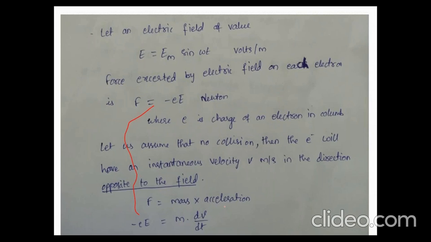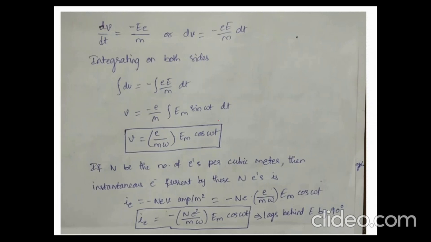Mass is m, the mass of the electron. Acceleration is nothing but the rate of change of velocity, dv by dt. If minus eE goes to the other side, it becomes minus eE by m, or simply dv equals minus eE by m into dt. If you integrate on both sides, integration and differentiation cancel, and v is left. Velocity equals the integral of E by m, which is constant, so take it out, and write E as Em sin omega t dt, where Em is the amplitude, which is constant and can be taken out.